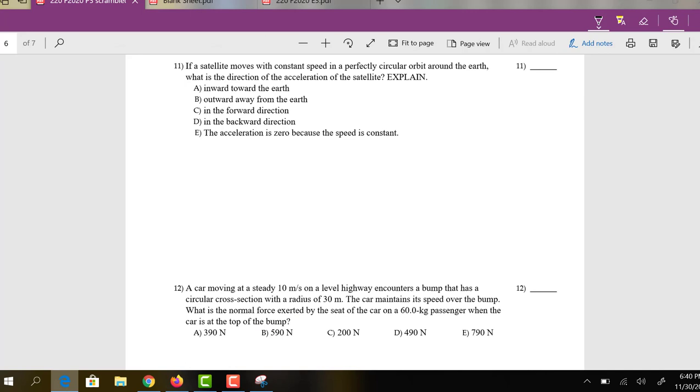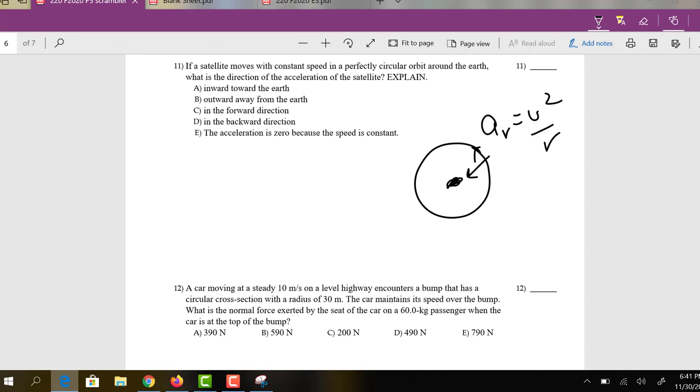If a satellite moves with a constant speed in a perfectly circular orbit around the Earth, what is the direction of the acceleration of the satellite? So I didn't put anything with Newton's universal gravitational force law on the problem, but you will see a problem with something going in a circle. It doesn't really matter what it is. In this problem, it's a satellite going around the Earth. Even though the speed is constant, the acceleration is going to be towards the center. This is the radial acceleration. Okay, it's towards the center.